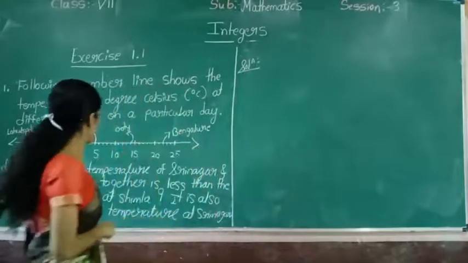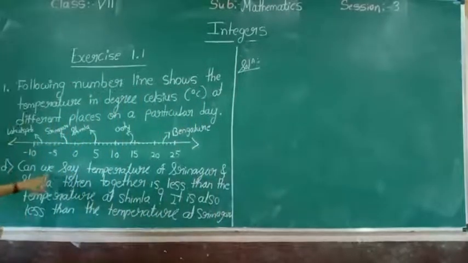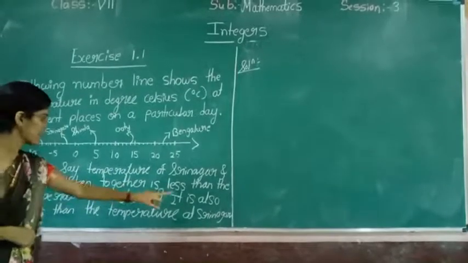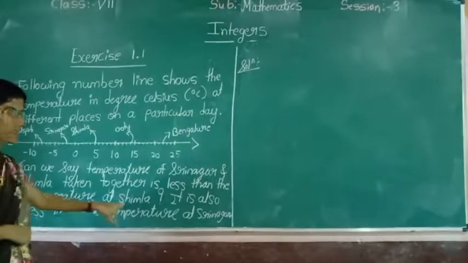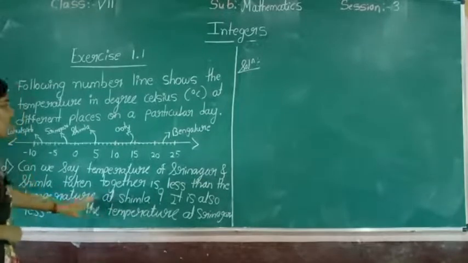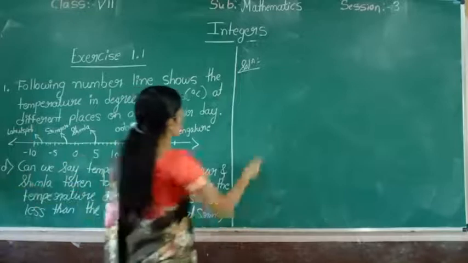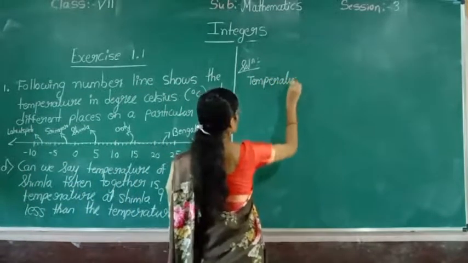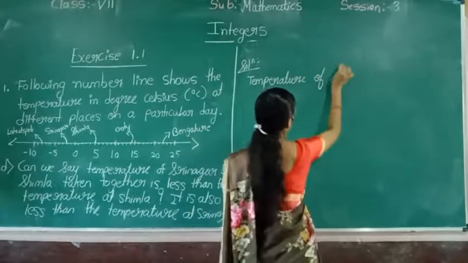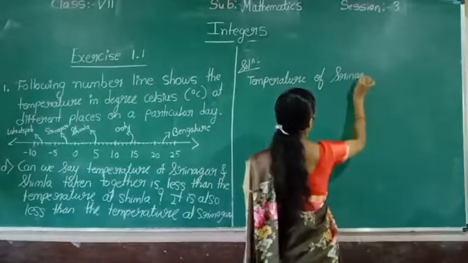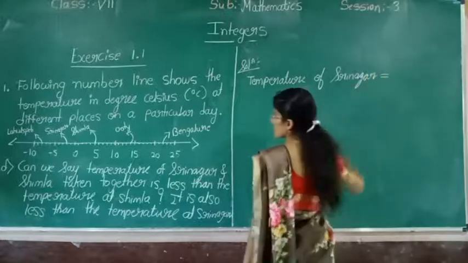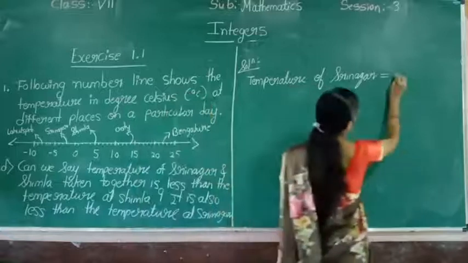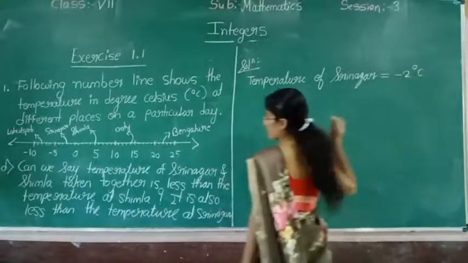In first question, D1 tells us that, can we say temperature of Srinagar and Shimla taken together is less than the temperature at Shimla? Okay. First we will see what is the temperature of Srinagar. Temperature of Srinagar is equal to minus 2 degrees Celsius. Temperature of Shimla.